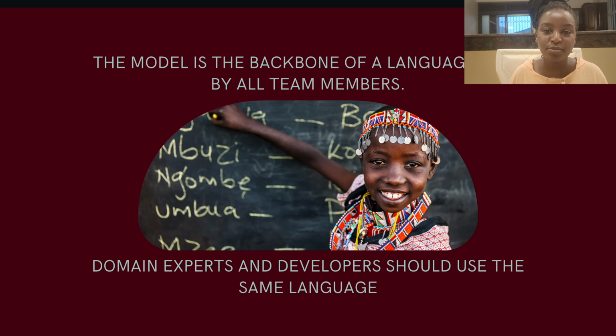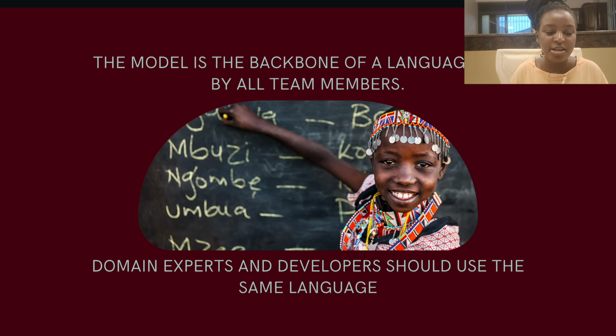The model is the backbone of a language used by all team members. Even someone who's not a developer should be able to look at your code and understand what you are referring to. They may not understand the details of the code, or why you used a constructor here, or if this is a constructor or not. That's not their business. But if I look at maybe a class that was created, I look at a factory or whatever you're working with, they need to understand what you are referring to, at least from a vague place. Domain experts and developers should use the same language. The domain is distilled knowledge. We've taken all the noise and distilled it into what is actually important.